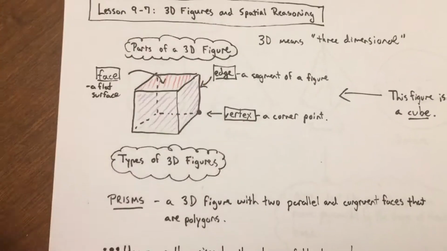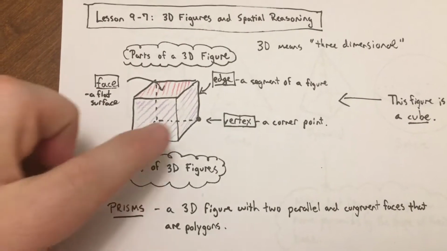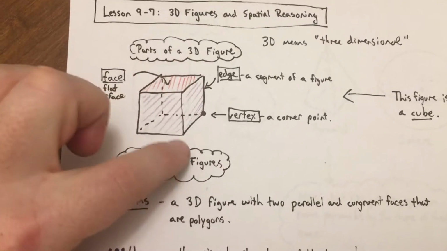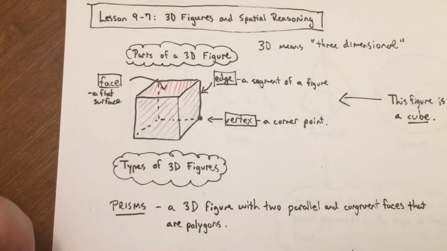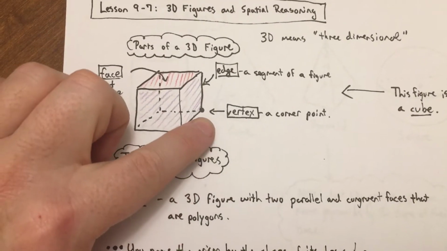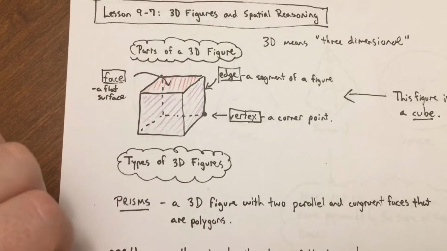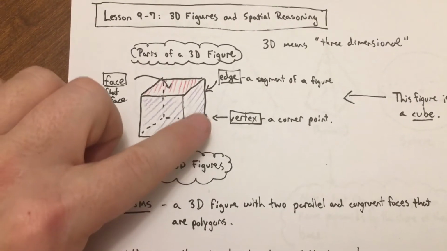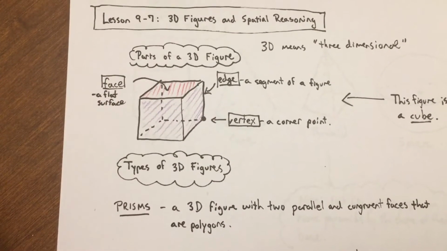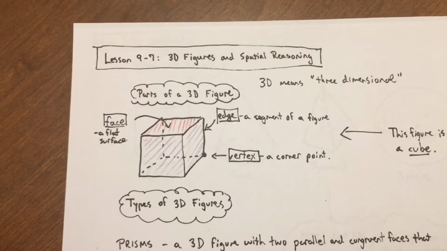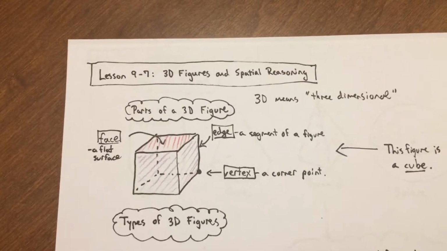And then edges are simply all the line segments that make up the sides of the figure. And anytime we have a vertex or vertices, we're simply referring to a corner point, or where two segments or edges are joining each other. So those are some key parts of a 3D figure that you need to be able to identify.